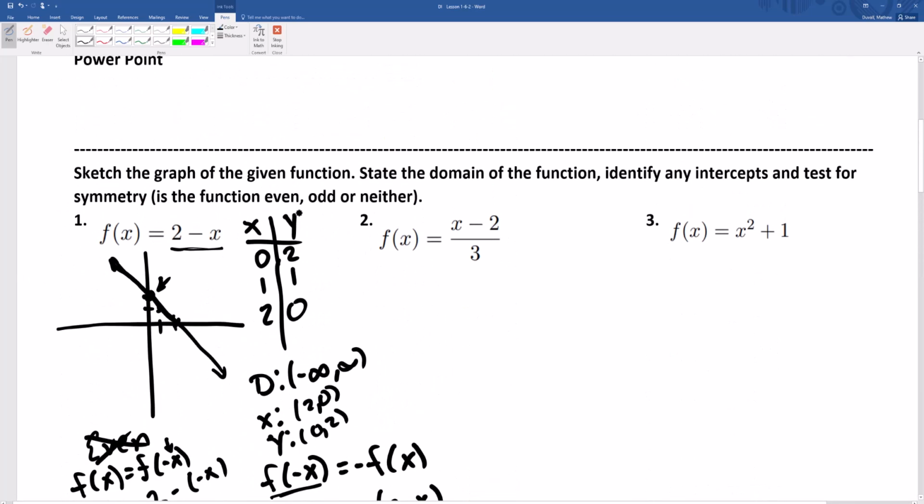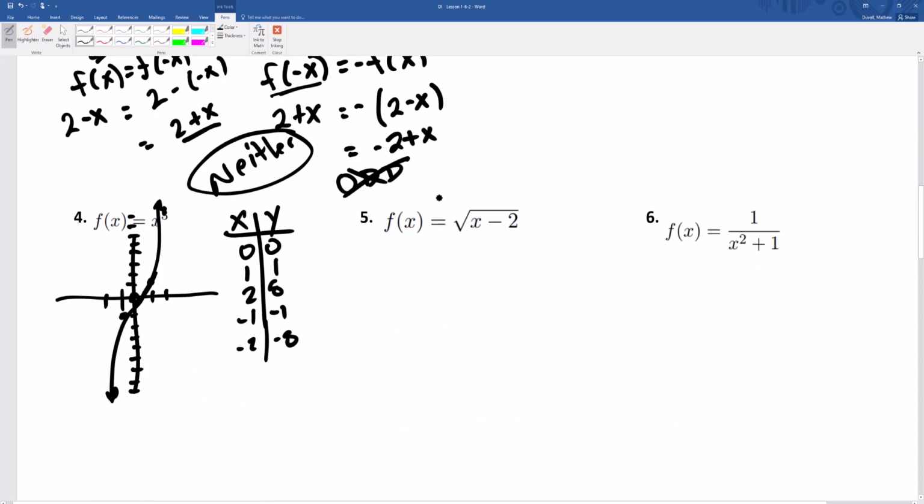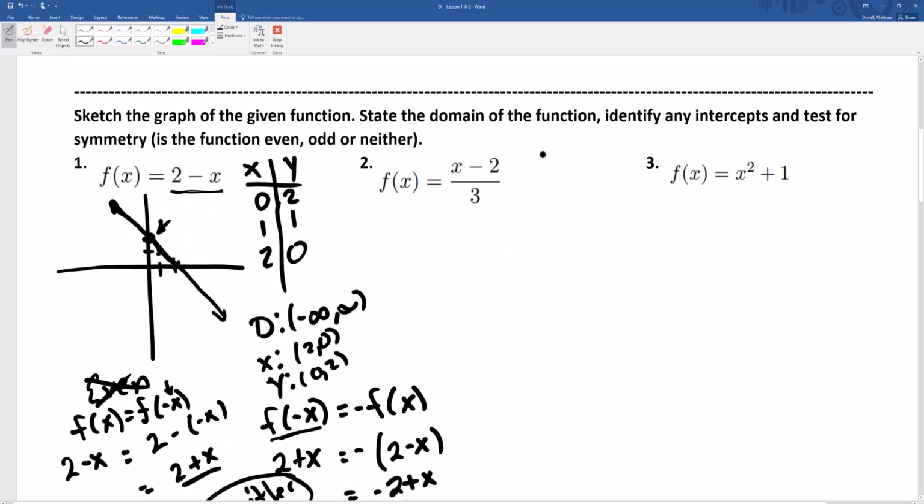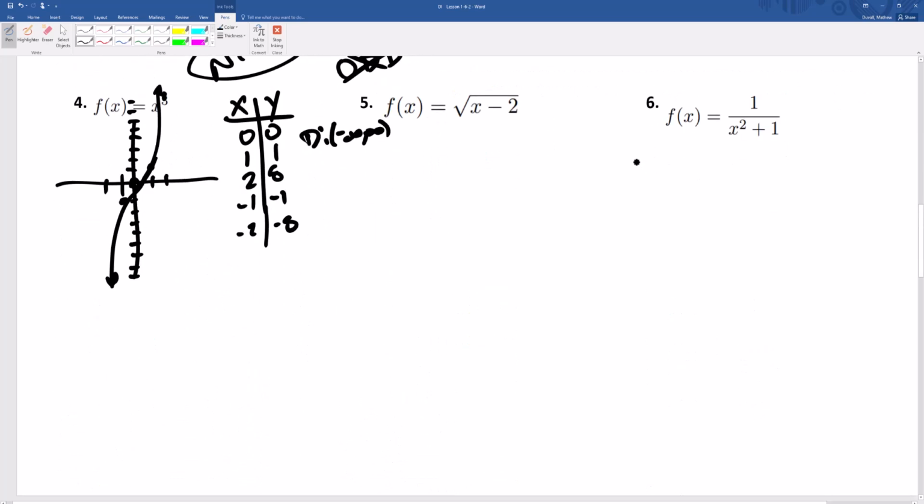So now it says state the domain of the function. Okay, is x inside of a square root? No. Are we dividing by x? No. So there's no restrictions. So your domain is negative infinity to positive infinity. Identify any intercepts. Your x and y intercept is here at 0, 0.